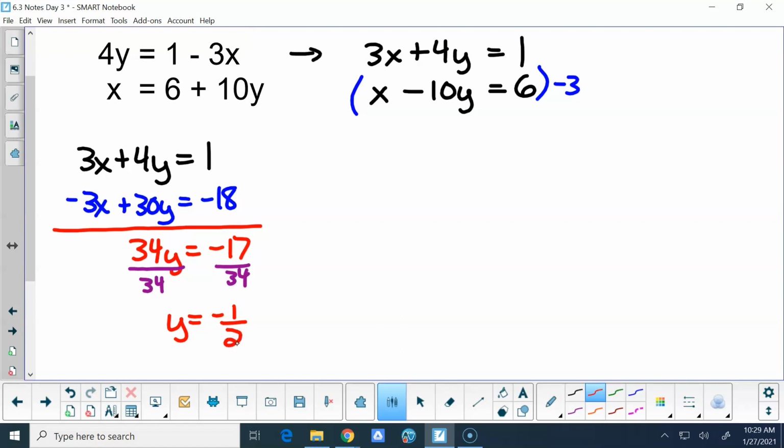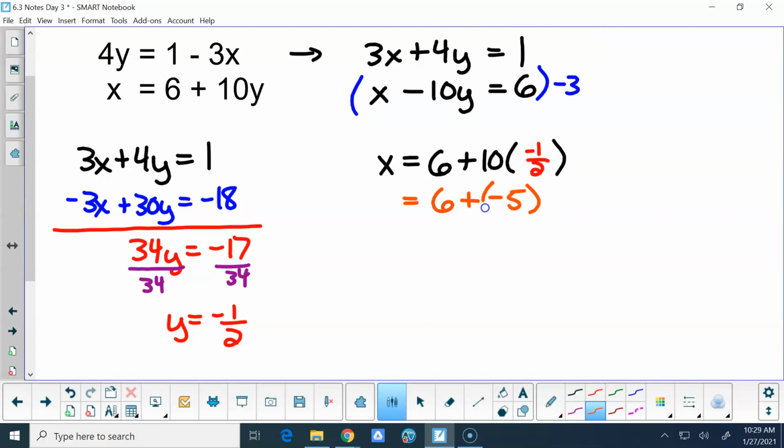If y is negative 1/2, I would plug it into the second original equation, because it's already solved for x. 10 times negative 1/2 is negative 5. 6 plus negative 5 is 1.